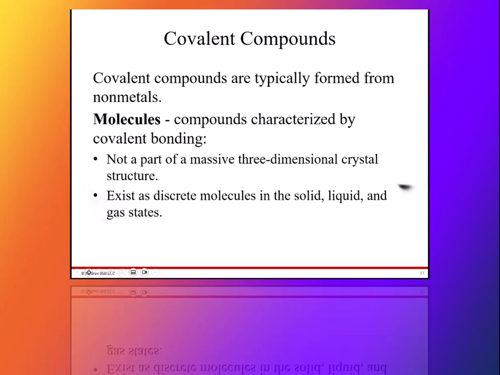Now, we're switching gears here. Here, we're talking about covalently bound compounds, nonmetal to nonmetal. Now, they can be either purely covalently bonded, which we call nonpolar, or they can be unequal sharing of the electrons, which we call polar. But we are talking about covalently bound compounds, sharing of electrons. Notice we use the word molecules here. So for ionic compounds, we call them formulas. For covalent compounds, we call them molecules.